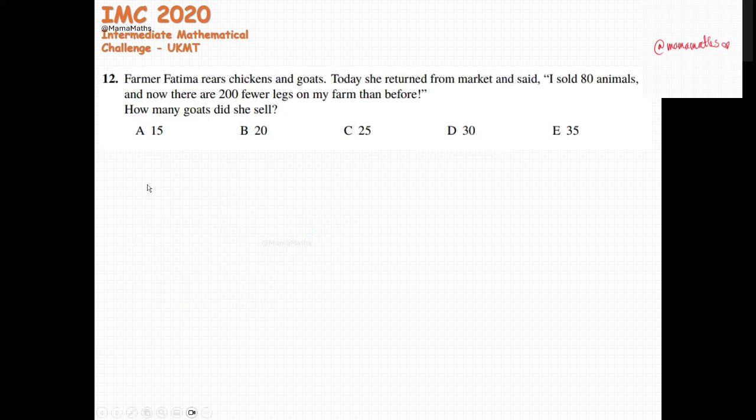Question number 12. Farmer Fatima reared chickens and goats. Today, she returned from market and said, I sold 80 animals, and now there are 200 fewer legs on my farm than before. How many goats did she sell?